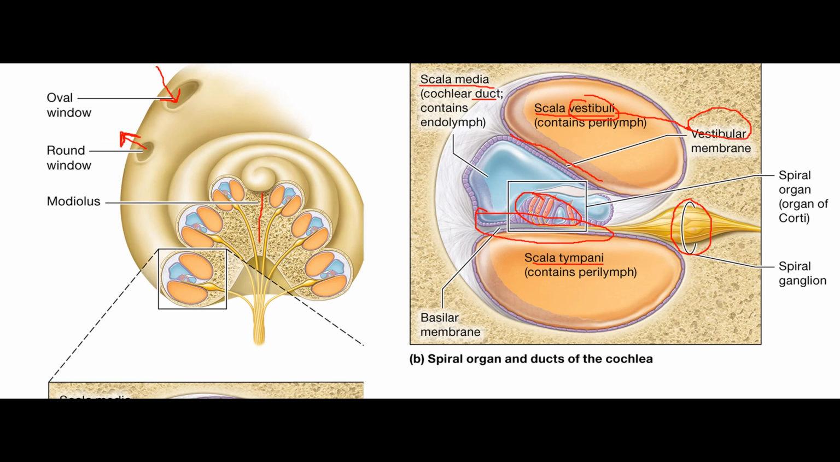Maybe that'll help you. That's pretty much all of them that we talked about, right? Scala media, scala vestibuli, scala tympani, spiral ganglion, spiral organ, basilar membrane. That's all there. The modiolus is the bony core of the cochlea around which the spiral labyrinth actually spirals.